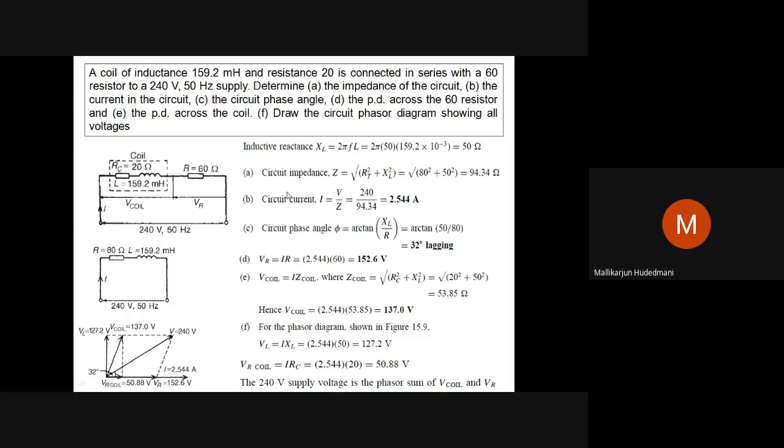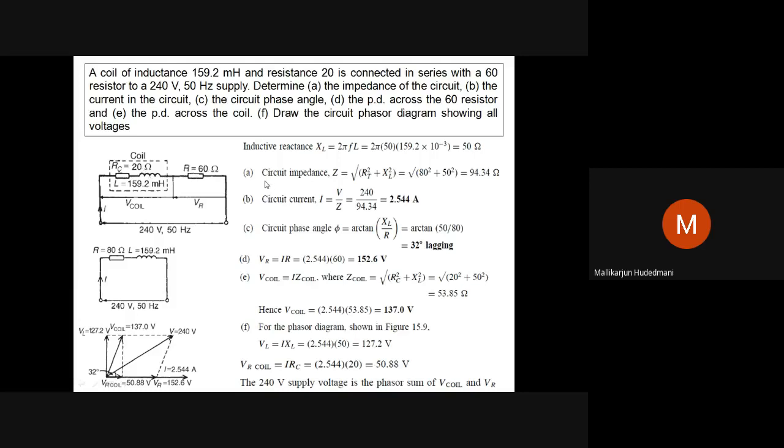So what are we doing? See, XL I'll do first. XL is 2 pi FL. If I work it out, it becomes 50 ohm for me. The inductive reactance of the coil stands as 50 ohm. But we know resistance of that is 20 ohm. External resistor is 60 ohm. Now I got 20 ohm, 50 ohm, 60 ohm.